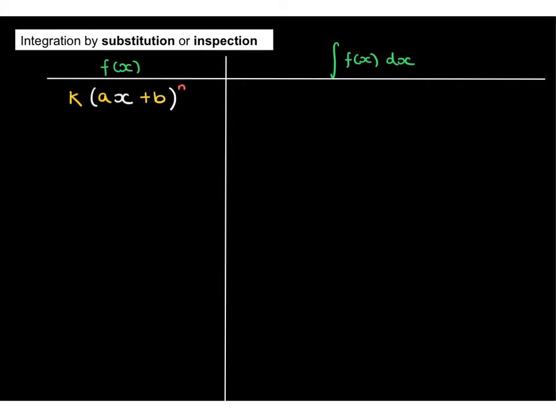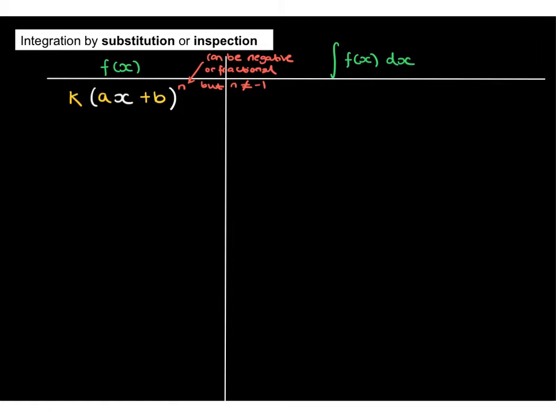If we have a function of the format (ax + b) to the power n, all multiplied by k. Now, notice anything in yellow is a constant, so k, a and b are constants. The power n can be a negative power or a fractional power, as well as potentially being a positive value, but it can't equal -1. We'll look at the specific case where n equals -1 in just a moment.